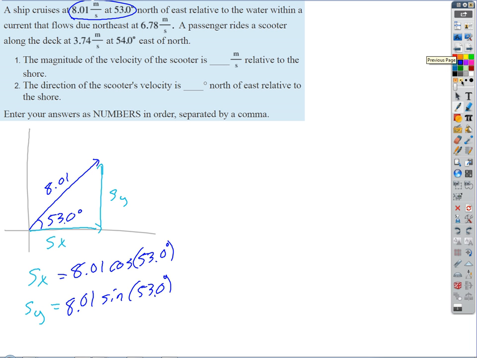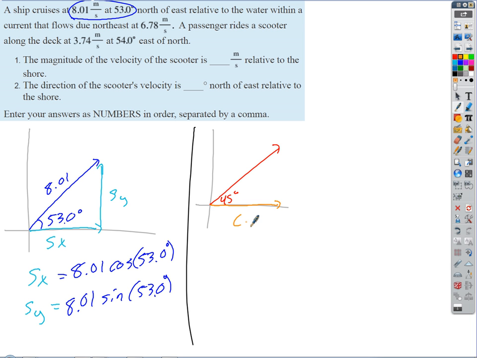Okay, next one. Current. Okay, so the current is flowing due northeast. So what's that angle? 45. Okay, so now we've got C sub x, C sub y, and the current is 6.78 meters per second. Right. So same as before, C sub x is going to equal 6.78 cosine 45, right?